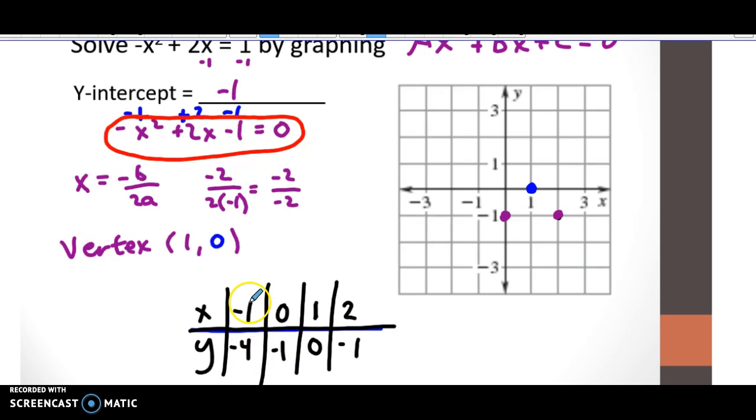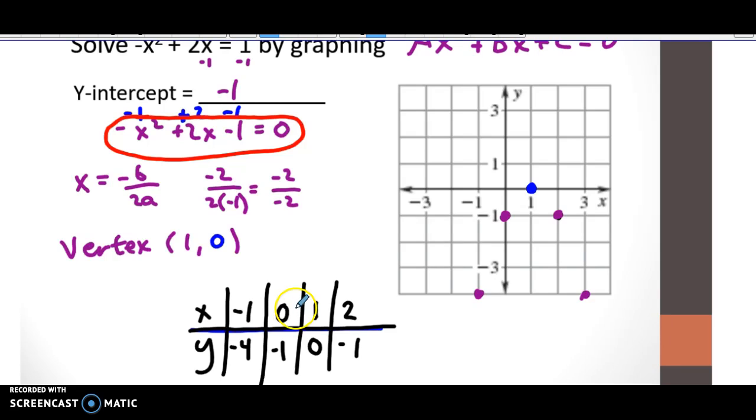If I put -1 into this equation for x, -1 squared is 1, but then I make it negative. If I put -1 in here, I get a -2, so I have -1 minus 2, which is -3, minus 1 more is -4. So I can find at this point, (-1, -4) would go right here, which means I should also have this corresponding point here.